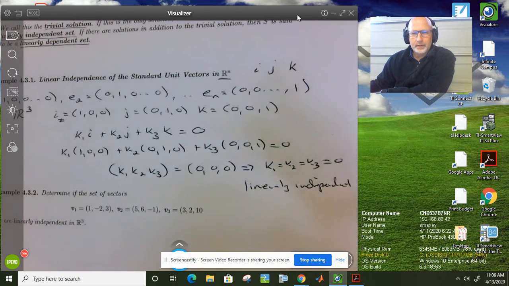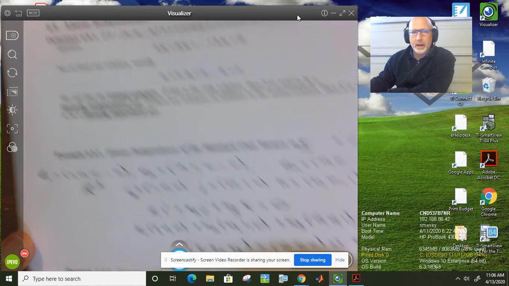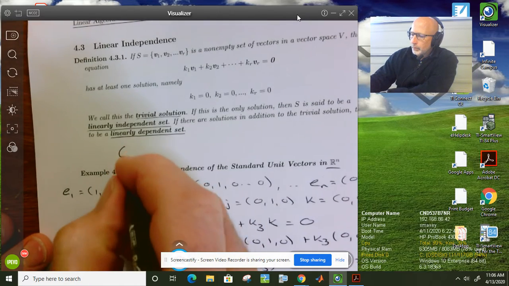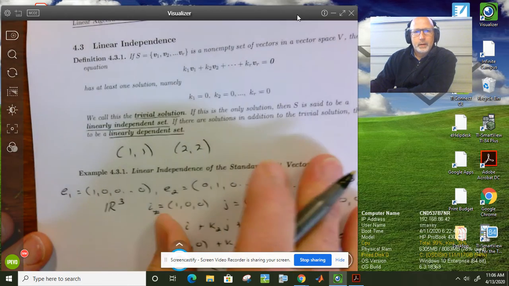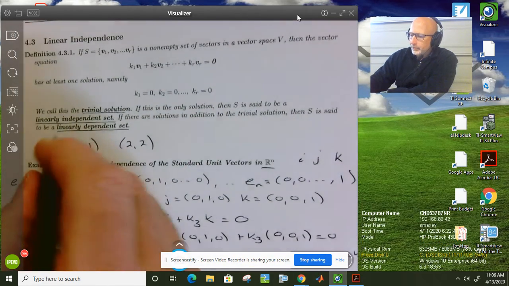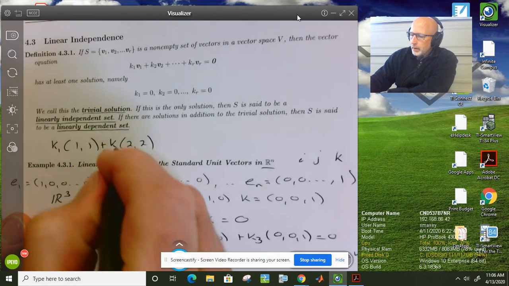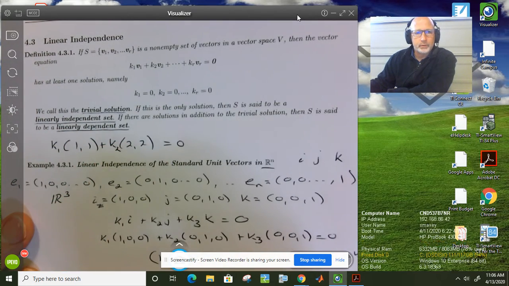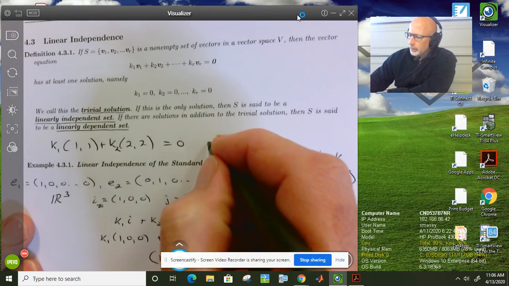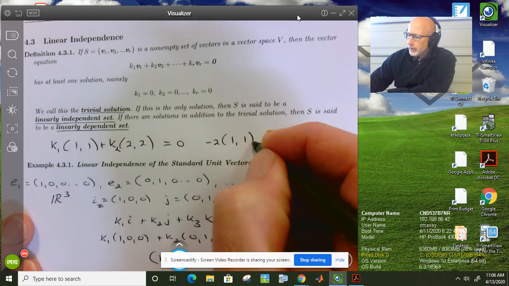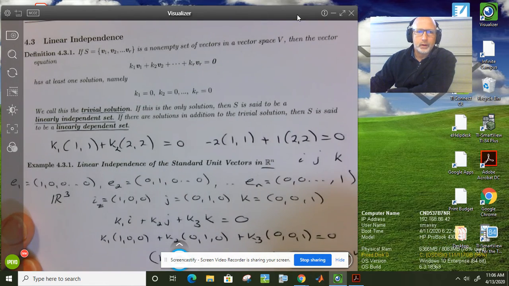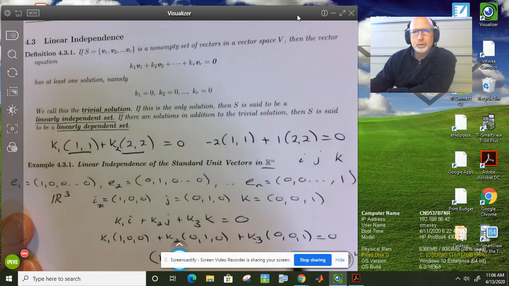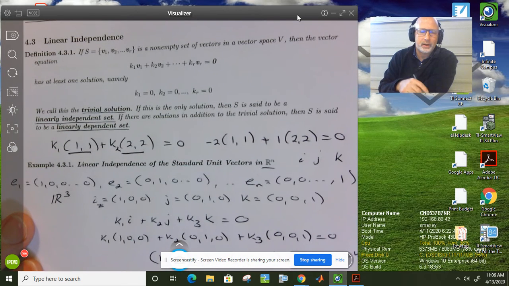Okay? Now, what's an example of something that's not independent? Let's go back up here, and let's take a look at the vectors 1, 1 and 2, 2. All I need to do is come up with some linear combination of these 2 vectors that when I add them together is equal to 0. Well, let k1 be equal to -2 and k2 be equal to 1. So I have -2 times 1, 1, plus 1 times 2, 2, and hopefully you can see how that's equal to 0. So the vectors 1, 1 and 2, 2 are linearly dependent vectors.